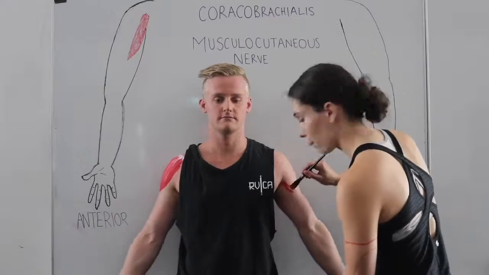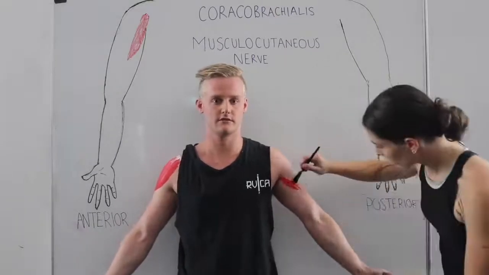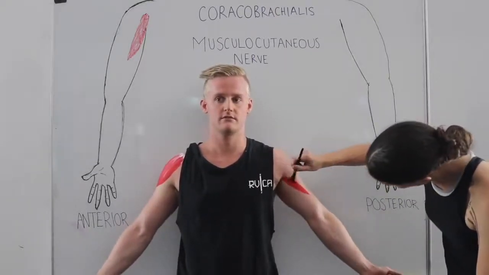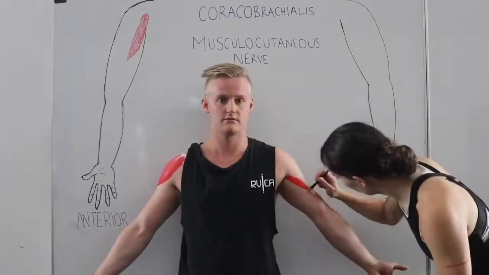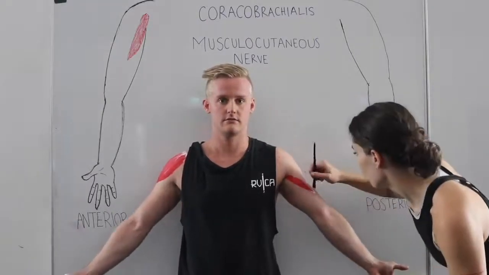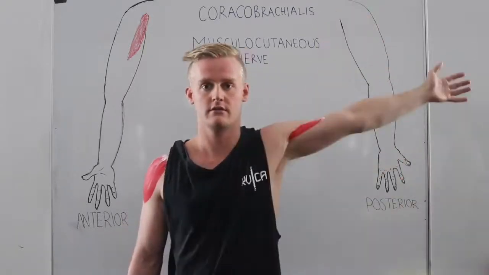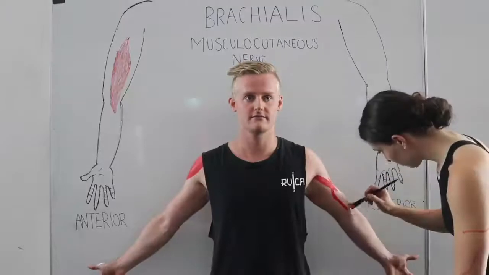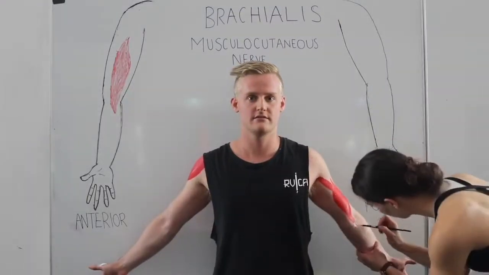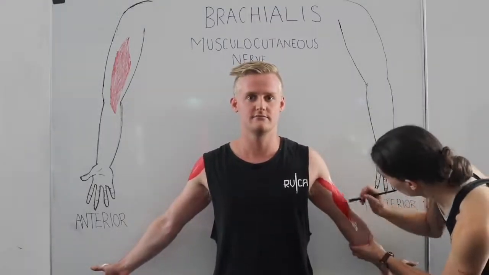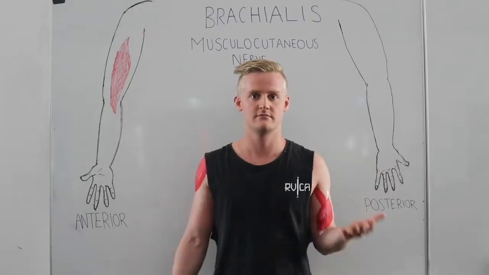The muscles of the anterior arm are innervated by the musculocutaneous nerve. A deep muscle of the anterior arm is the coracobrachialis. It is attached to the coracoid process and humerus, allowing for flexion and adduction of the glenohumeral joint. The brachialis is another deep muscle on the anterior arm. It crosses the elbow joint, allowing for flexion of the forearm.